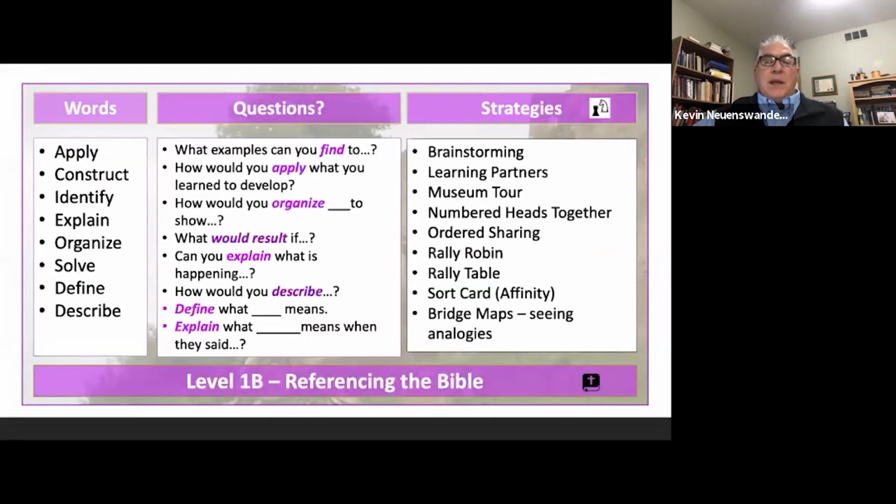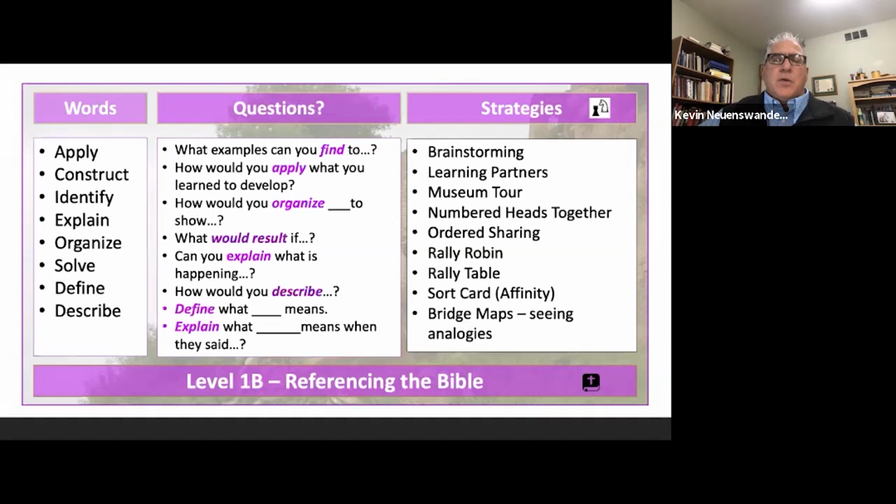Now, 1B is referencing the Bible, and the words apply, construct, identify, explain, organize, solve, define, describe. So, questions. What can you find to? How would you apply what you learned to develop? How would you organize to show what would result if? And you notice that the different colors, the words in the questions, if it's a word from the word bank on the left, I color that word.